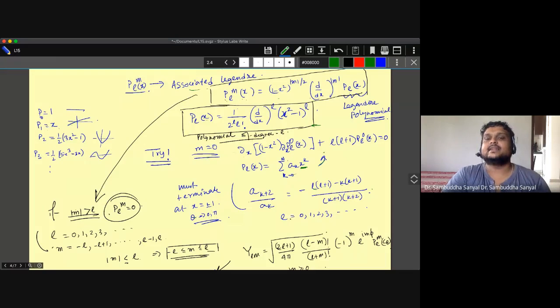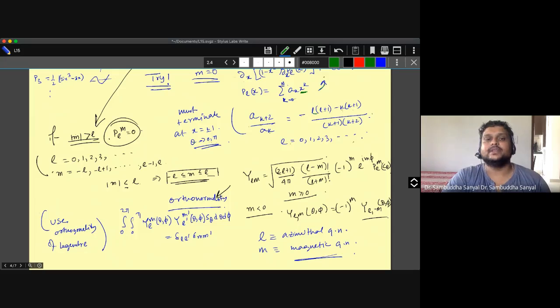So then you want to terminate this series, and the termination condition is equating these two terms, and that gives you that L must be quantized, because k is of course an integer, so L must also be an integer. So that gives me that L must be 0, 1, 2, 3. But then notice there is also another condition coming.